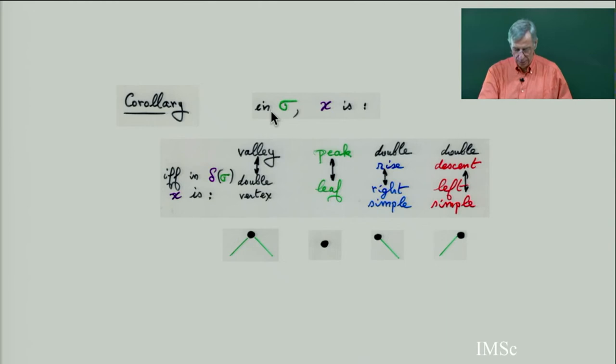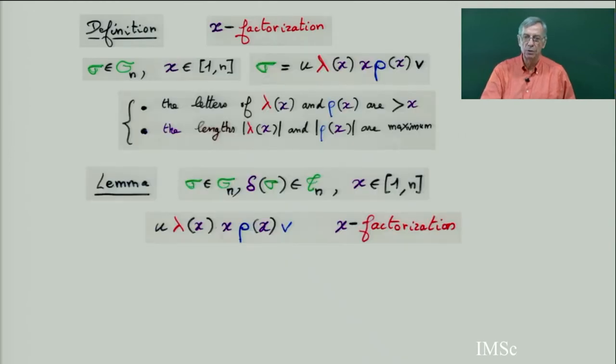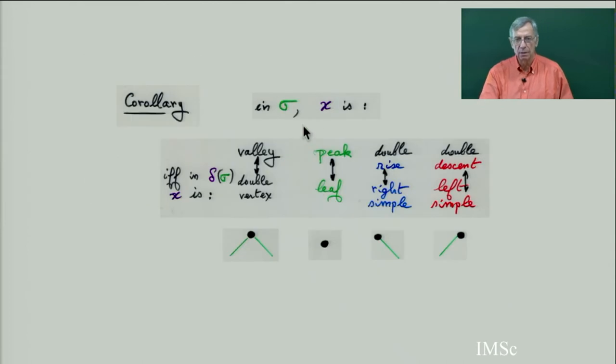But the immediate corollary of this previous lemma is that in the permutation sigma, X will be a valley (we have defined valley, peak, double rise, double descent) if and only if, in the corresponding increasing binary tree, a valley corresponds to a double vertex, a peak corresponds to a leaf, a double rise corresponds to a right simple vertex, and a double descent corresponds to this kind of picture. This is an immediate corollary of my lemma.